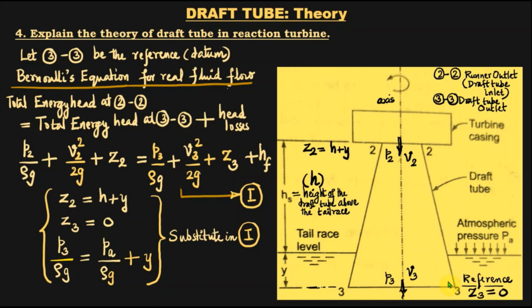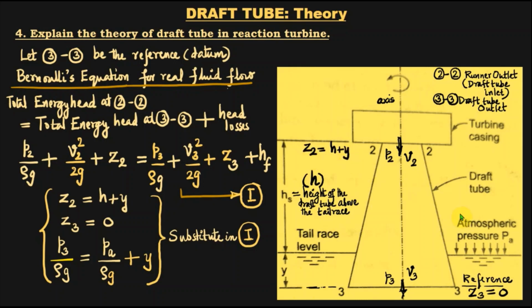Let section 3-3 be the datum. Therefore, Z3 is equal to 0. So our height will be measured from this particular reference. Now what is Z2? Z2, the total height from the datum, that is H plus Y. So Z2 is equal to H plus Y.